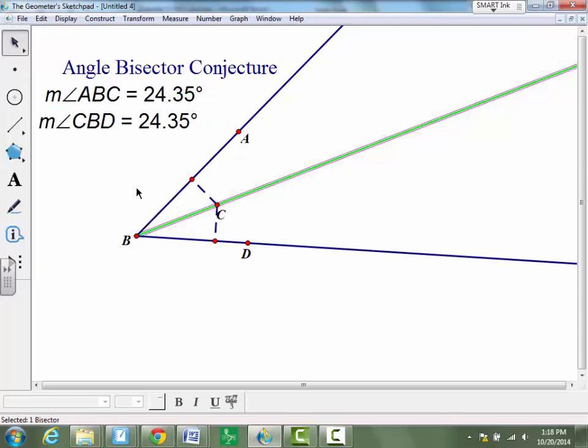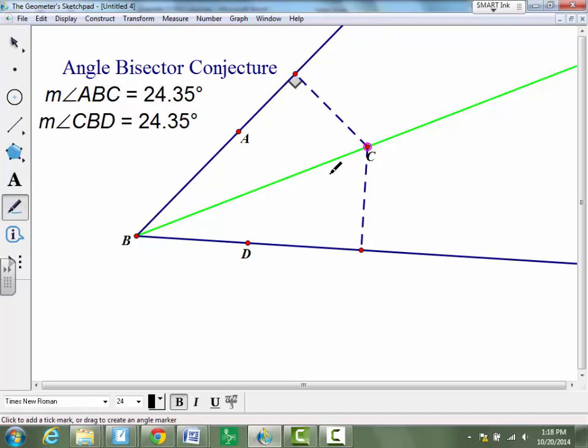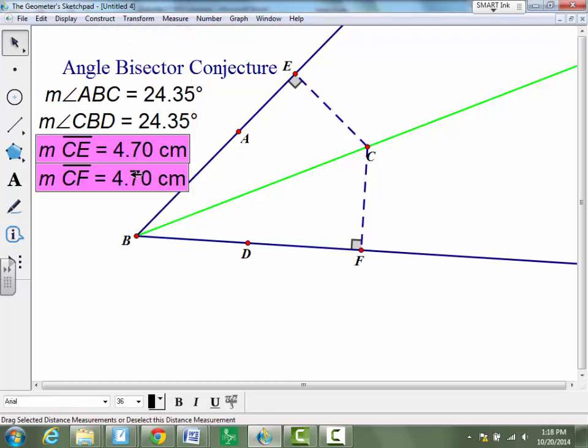Make that green. Okay. So again, what I want to show is that anytime I'm on this ray BC, anytime I'm on the angle bisector, point C is equidistant from both sides. So I'm going to mark these as being right angles. So we know that the measurement is along the shortest distance. And I'm also going to measure those distances. So measure lengths. Okay.